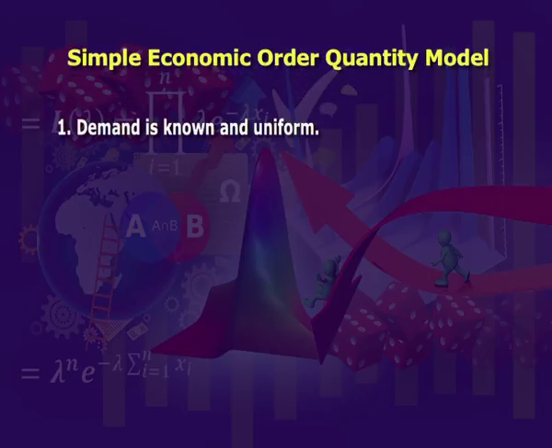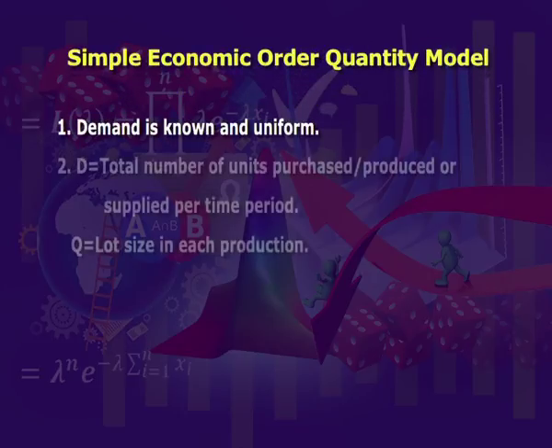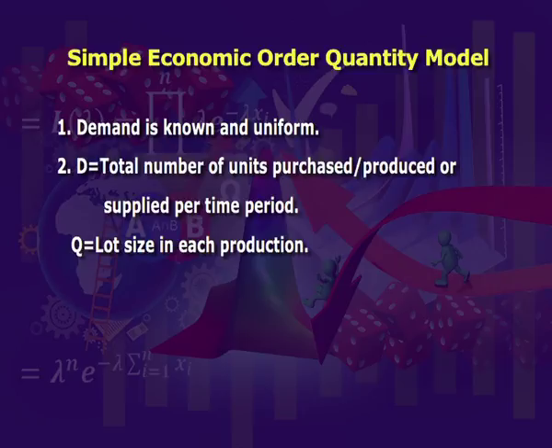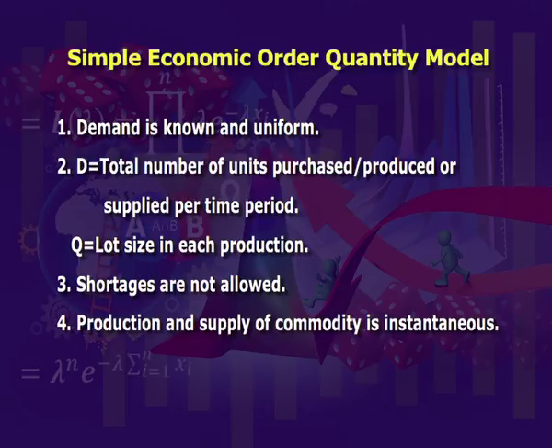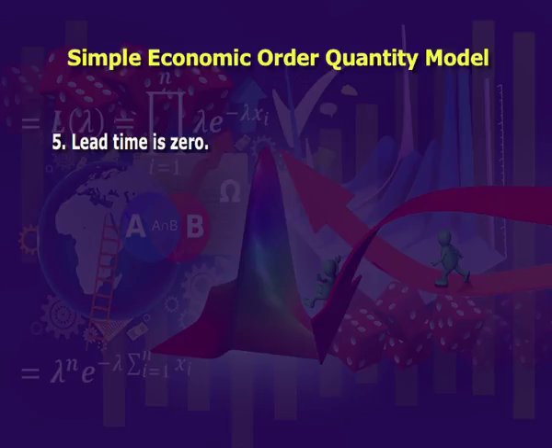Number 1, demand is known and uniform. Second, denote capital D equal to total number of units purchased or produced or supplied per time period, capital Q equal to lot size in each production. Number 3, shortages are not allowed. Fourth, production and supply of commodity is instantaneous. Fifth, lead time is 0.